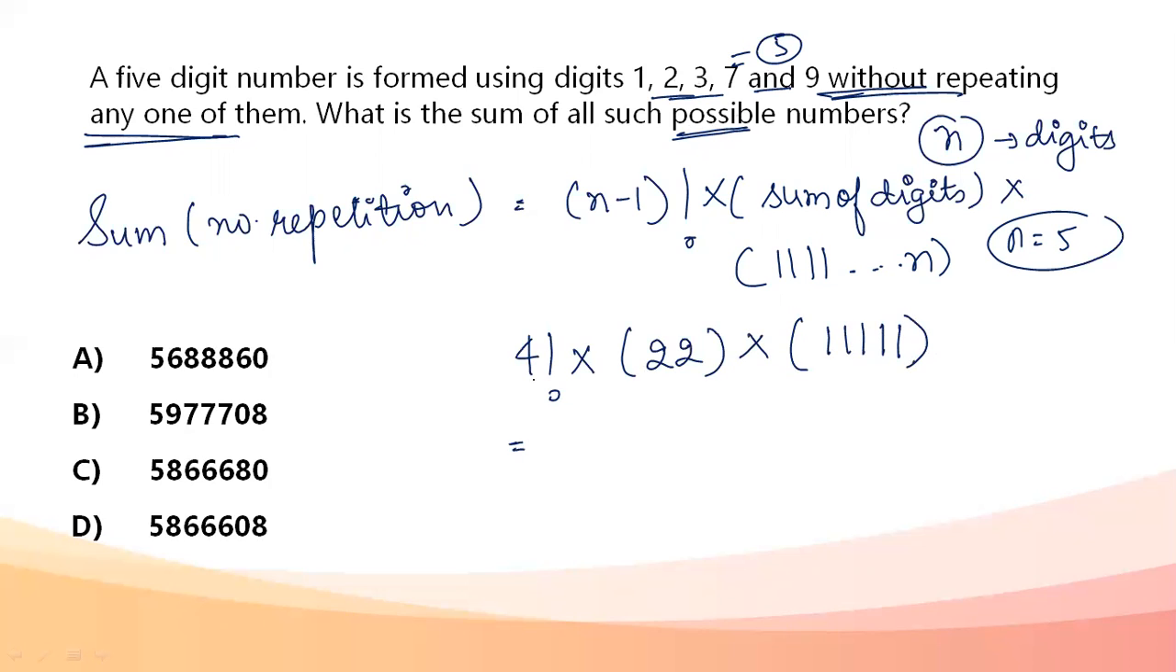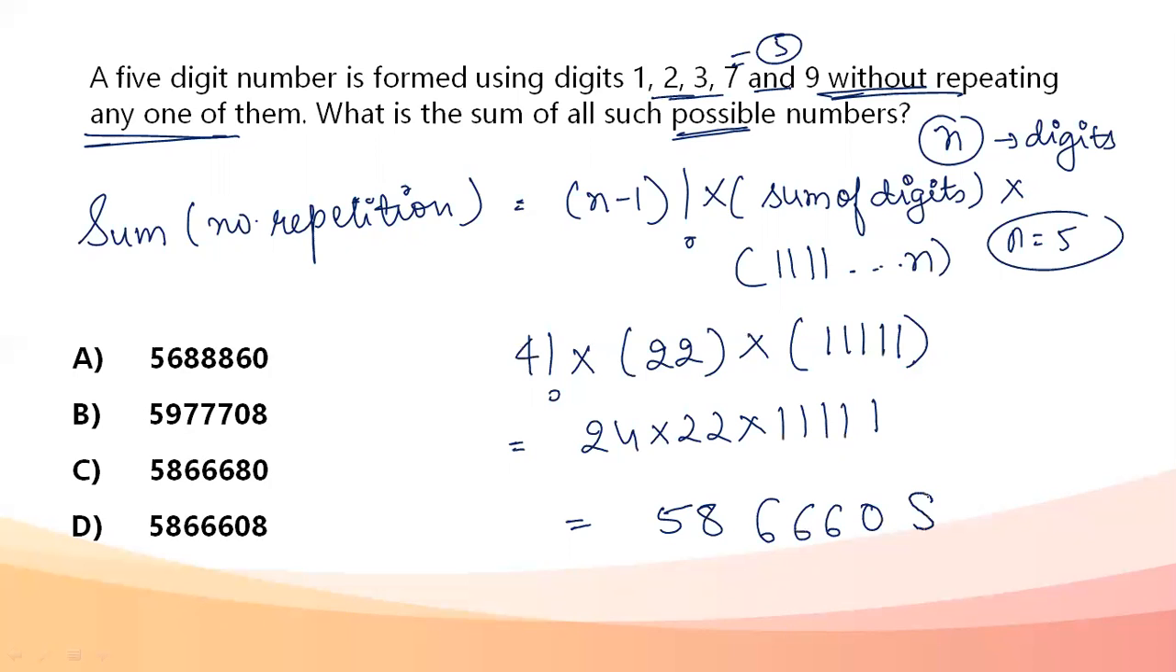Okay, now after doing this, 4 factorial is 24. 24 into 22 into 1, 1, 1, 1, 1, 5 times. When we do this, it comes out to be 5,866,608.